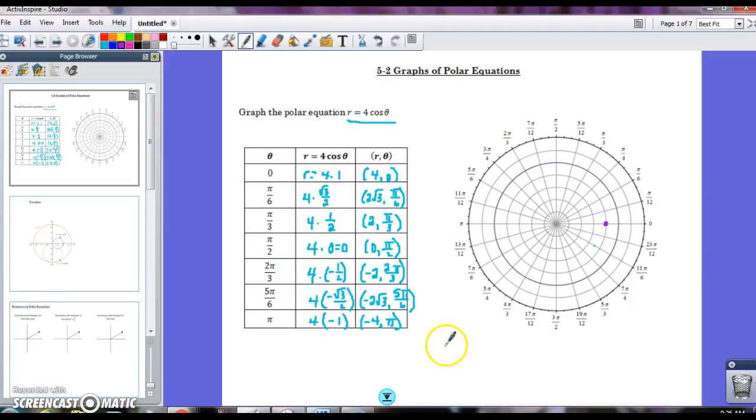Hey everyone, today we're going to talk about graphs of polar equations. There's a lot of different ones. Today we're going to stick to circles and limacons. I'm going to have to break it up into several videos, so if you guys can just bear with me.